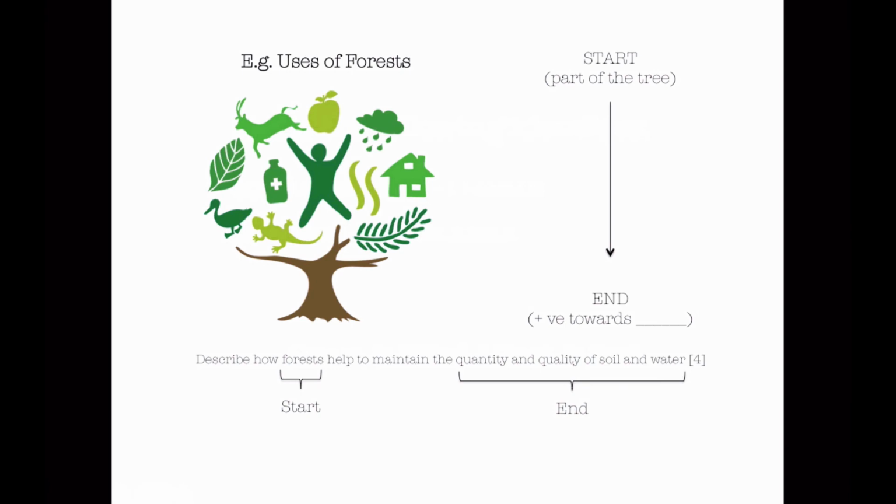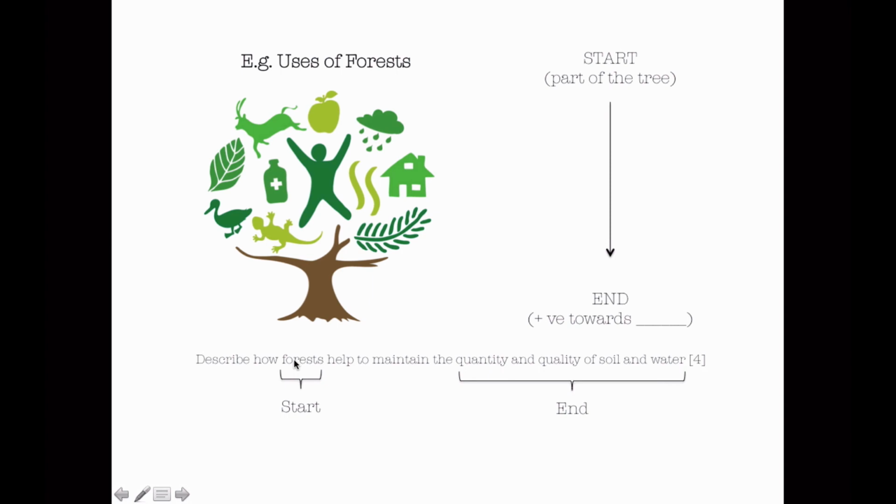Now this is a sample content of the geography textbook. In chapter 4, the textbook talks about uses of forests. Uses of forests can be defined in this common denominator known as a big process, because of a particular part of the tree, there is a particular advantage that is contributed to the environment. And in exams, they will often ask this question: describe how forest, which is the start, helps to maintain the quantity and the quality of soil and water as the ending point.